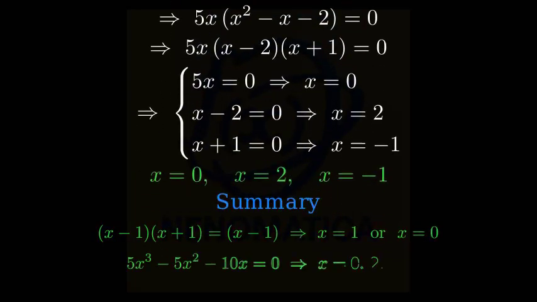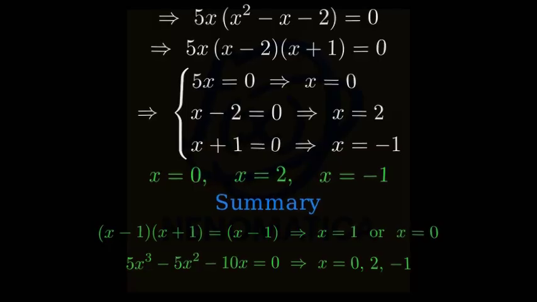Summary: we followed the algorithm exactly as written. Move all terms to one side, factor step by step, then apply the zero product property. Our solutions are x equals 1 or 0 for the first equation, and x equals 0, 2, or negative 1 for the second. Great work following the precise structure.